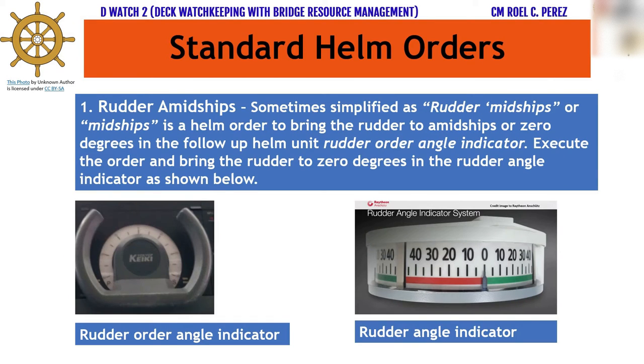Standard helm orders. Number 1. Rudder amidships, sometimes simplified as rudder midships or midships, is a helm order to bring the rudder to amidships or 0 degrees in the follow-up helm unit rudder order angle indicator. Execute the order and bring the rudder to 0 degrees in the rudder angle indicator as shown below.